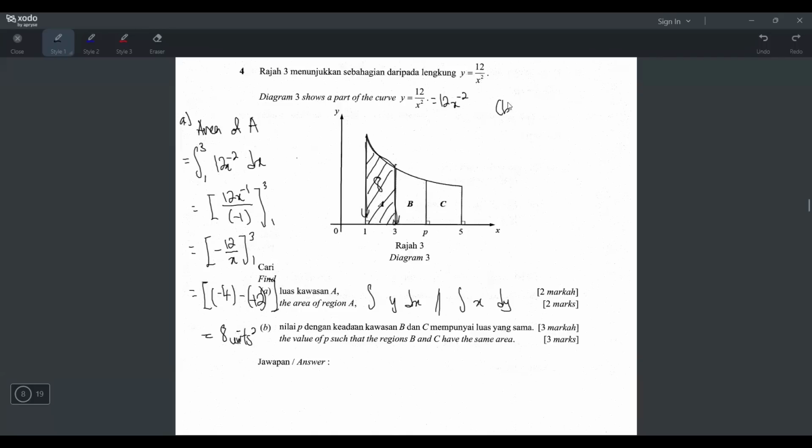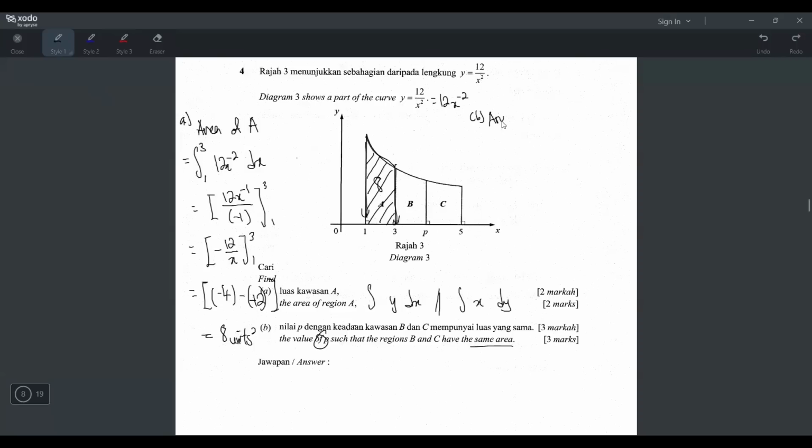Okay, let's do B. Find the value of P. Okay, I think it's referring to this P, right? So actually, we don't know the value of P, but then they say such that region B and C have the same area. So I think I will also use integration. Okay, so I write my working here.